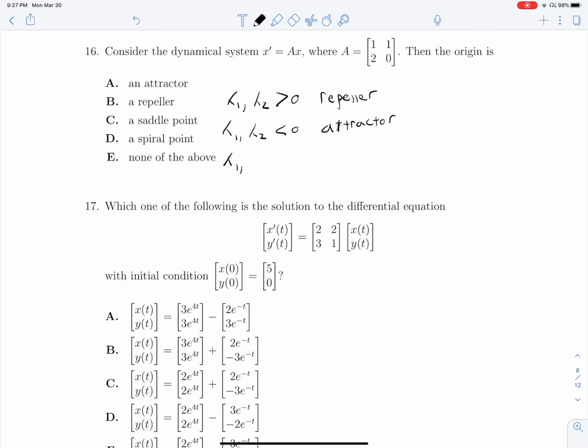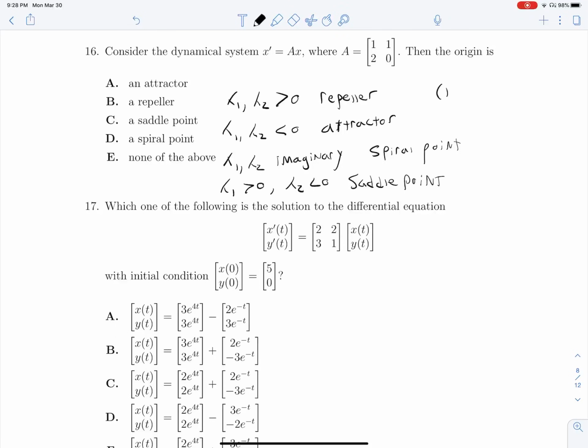If lambda 1 and lambda 2 are purely imaginary, we'll have a spiral point. And if lambda 1 is greater than 0 and lambda 2 is less than 0, we will have a saddle point. And so with all these rules, we can get to solving.